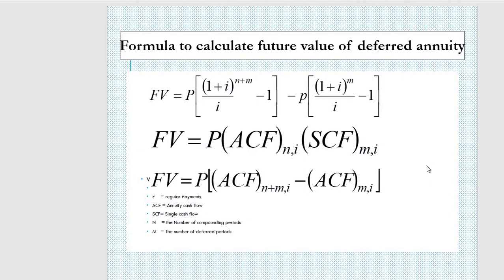Maybe we might understand this using a formula. Now, how do we find the future value of a deferred annuity? We use the simple formula shown there. The future value of a deferred annuity is that one, P multiplied by whatever you are seeing there, where ACF is the annuity cash flow and SCF is the single cash flow that you get somewhere there. So that is the formula for a deferred annuity. Okay.